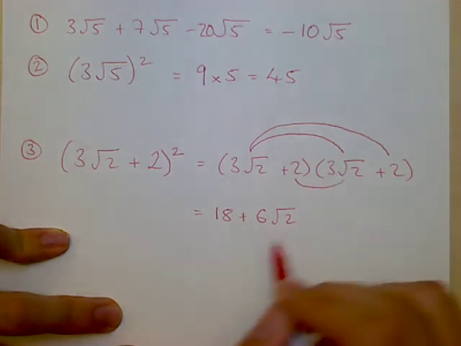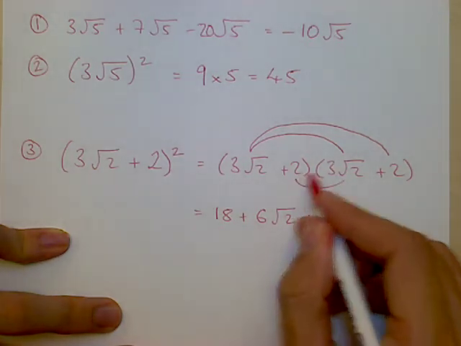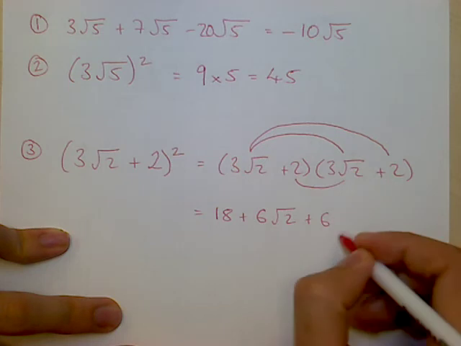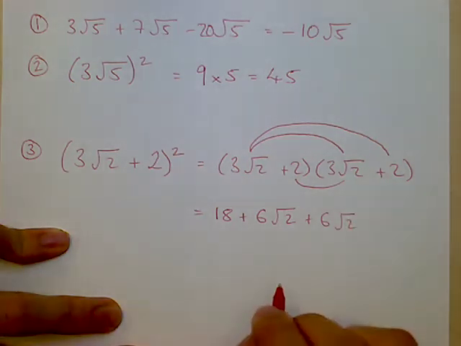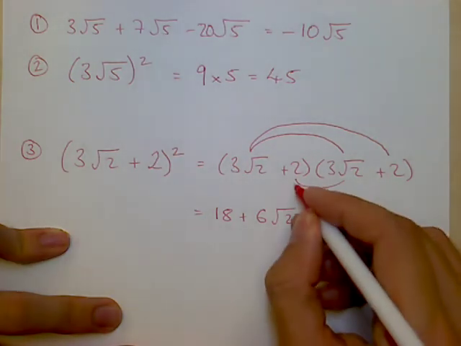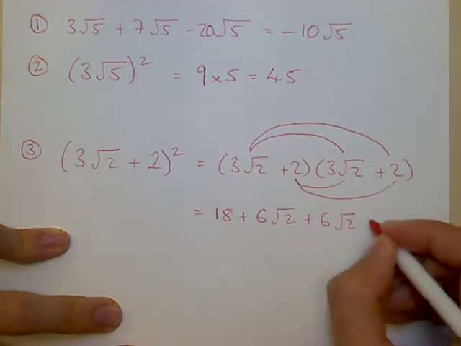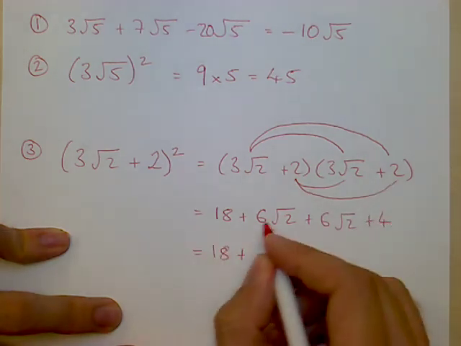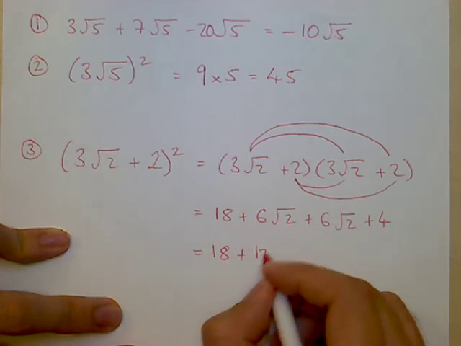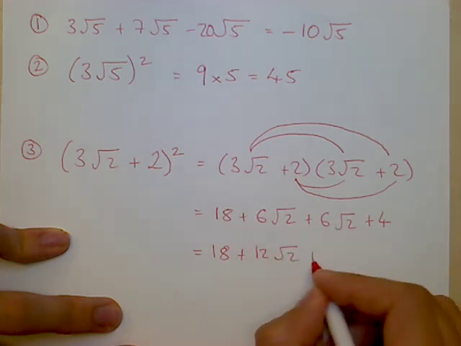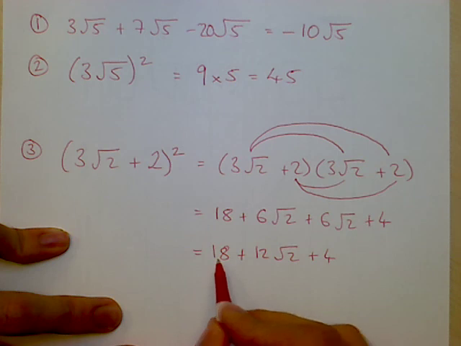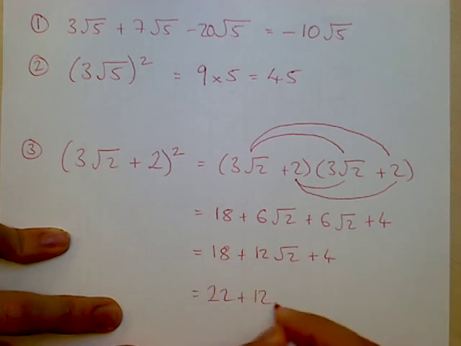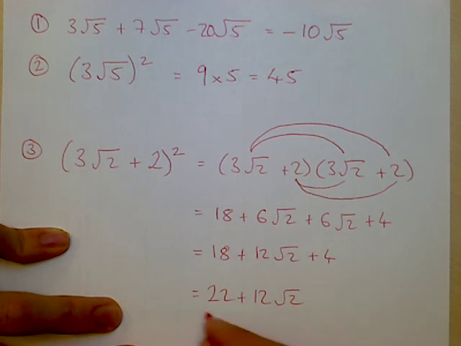We've got 2 times 3 root 2. So again, 2 times 3 is 6. Root 2 can't be combined with anything, so it stays as a root 2. And lastly, we've got 2 times 2, which is equal to 4. Combine all that together, we get 18 plus 6 root 2 adds 6 root 2 is 12 root 2, add 4, and we can combine the 18 and the 4 together and say that we have 22 plus 12 root 2. Final answer.